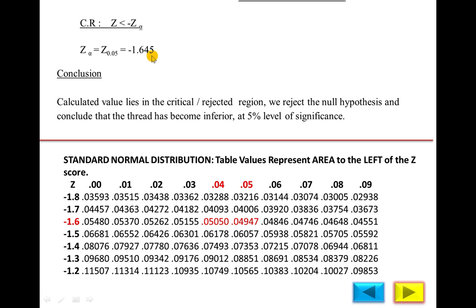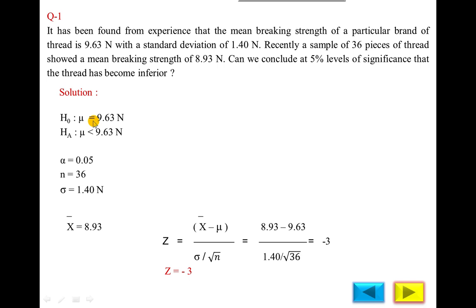So minus 3 lies on the left hand side, because minus 3 is less than minus 1.645, so it lies in the rejected region. So the calculated value lies in the rejected region. We reject the null hypothesis and conclude that the thread has become inferior at 5% level of significance. Because rejecting the null hypothesis means the alternate is correct. Alternate correct means the thread has become inferior.